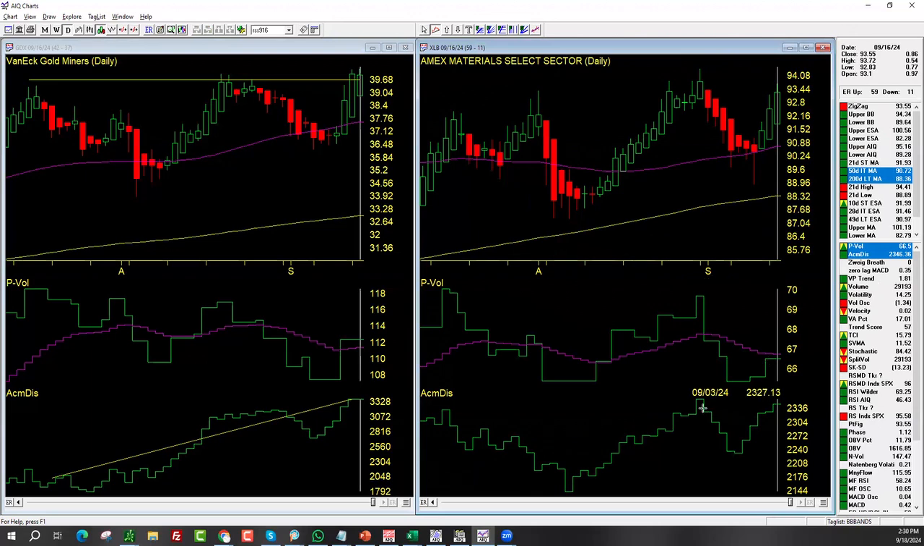And notice again in here, look at the buying pressure, the actual institutional buying pressure. It really isn't showing there's any sort of internal buying going on there. So that would be one you'd probably move on from.